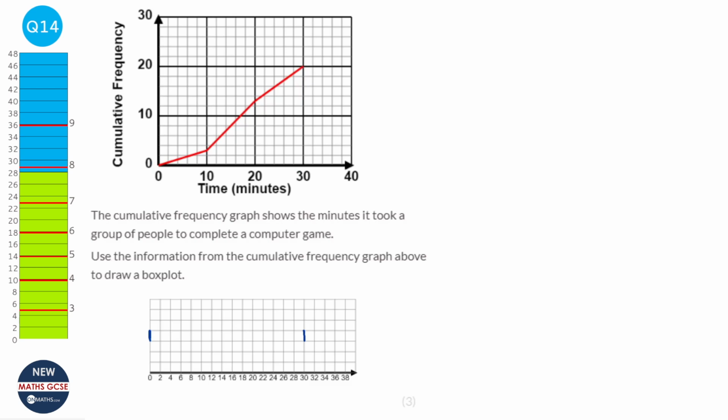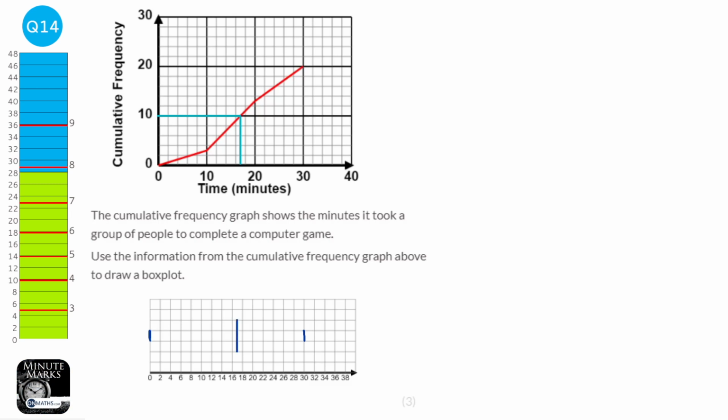So we need to now find out where the median is. Now the graph goes up to 20, the actual line goes up to 20, so the median we're going to find at 10. We're just going to draw a line across and down, and that looks like it is 17. So our median will be at 17. So we're just going to draw a line at 17. Get it just perfect. There we are.